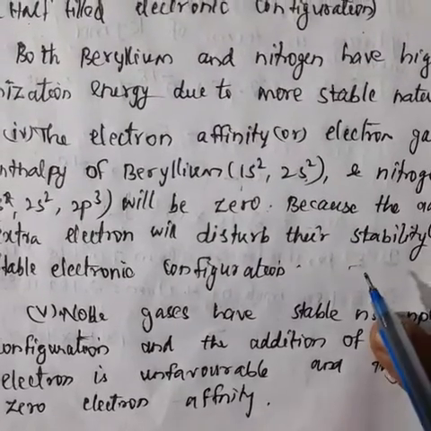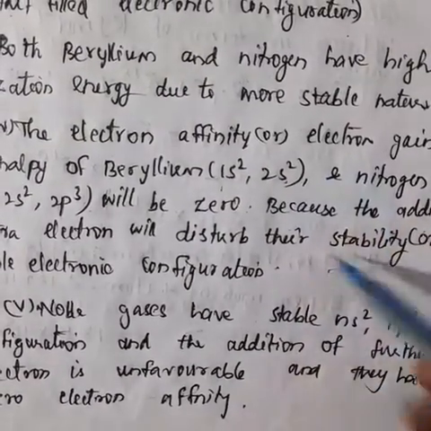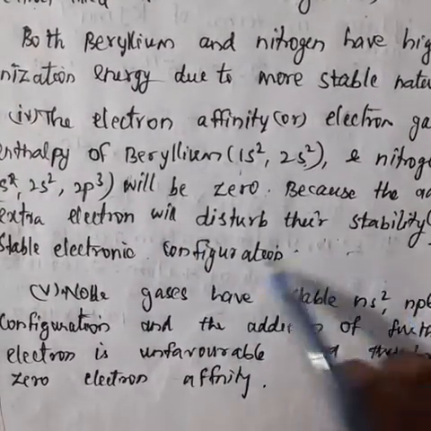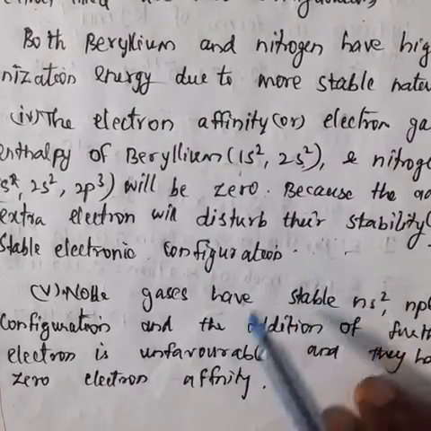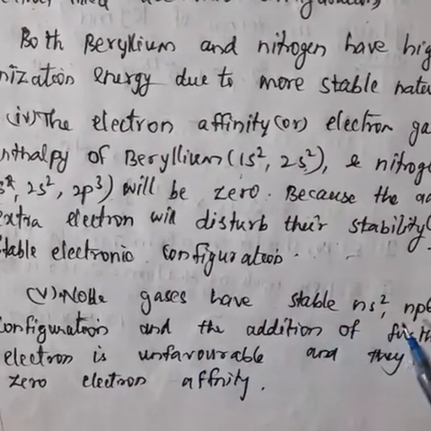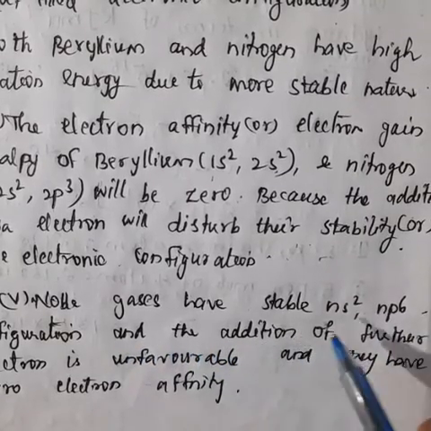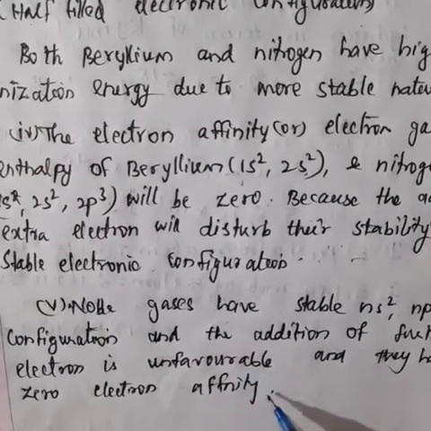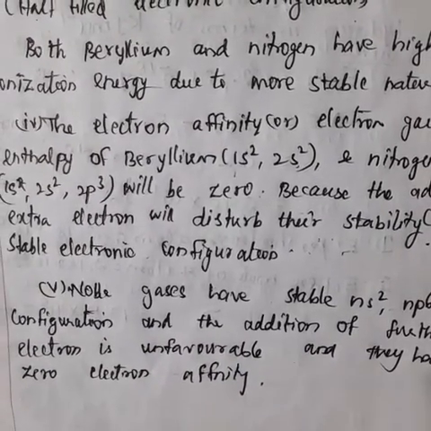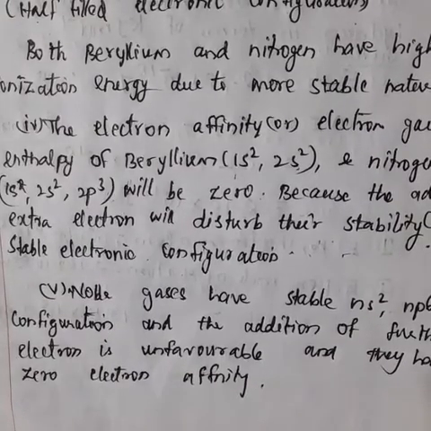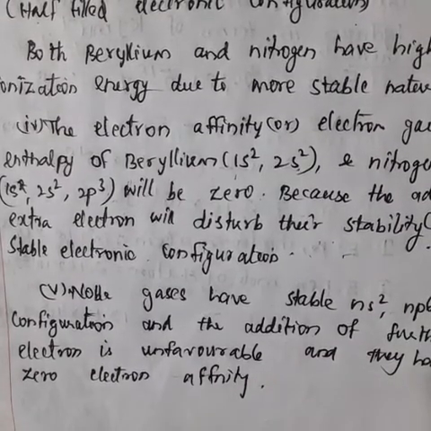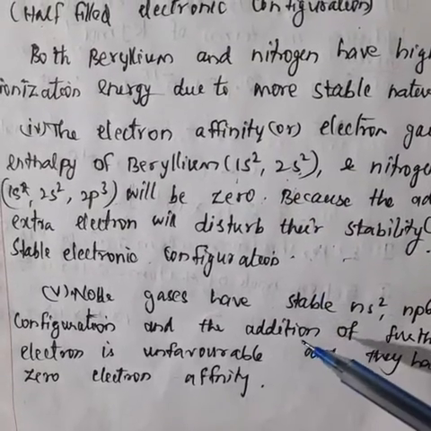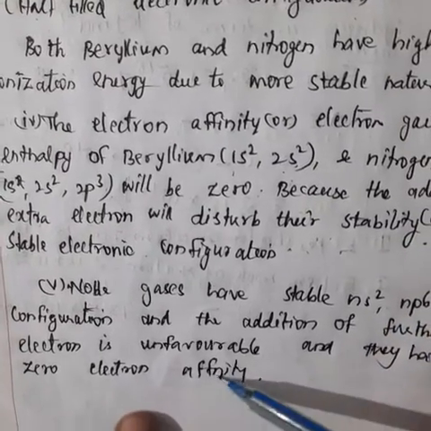The addition of an extra electron will disturb their stable electronic configuration. Noble gases have the stable ns2 np6 configuration, and the addition of a further electron is unfavorable, so they have 0 electron affinity. All the noble gases end with the ns2 np6 configuration. So adding a further electron is unfavorable for the noble gases, and the electron affinity here is 0.